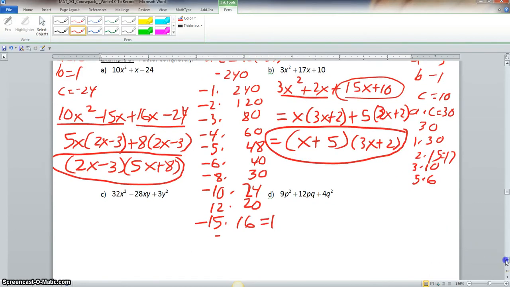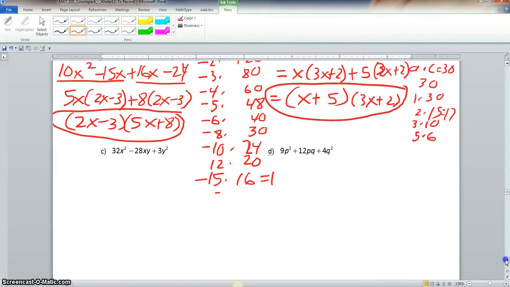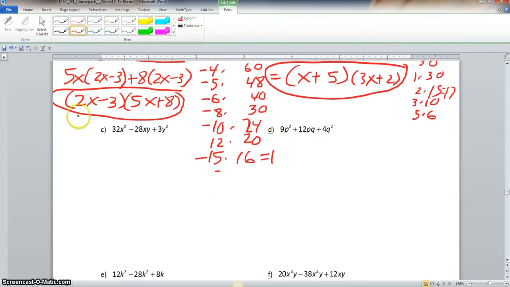Now, we scroll down here to C. Now, if we look here, we have 32x squared minus 28xy plus 3y squared. Now, it is in proper order, but we have nothing in common here. So our A is 32, our B is negative 28, and our C is 3. Now, for some reason, this keeps popping and going, so we will fix this in the next video.